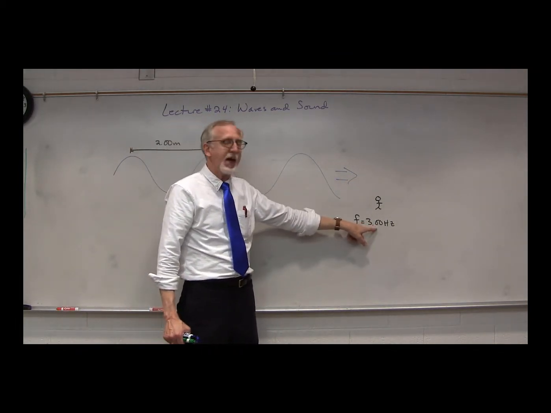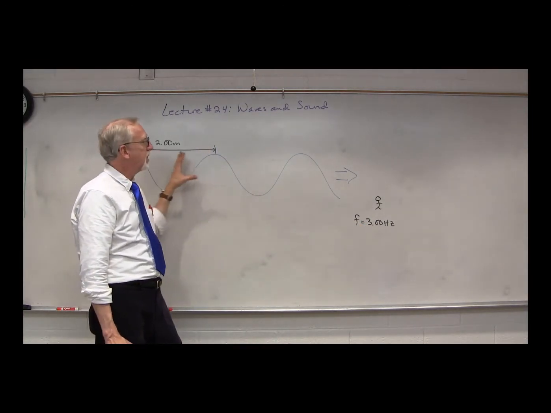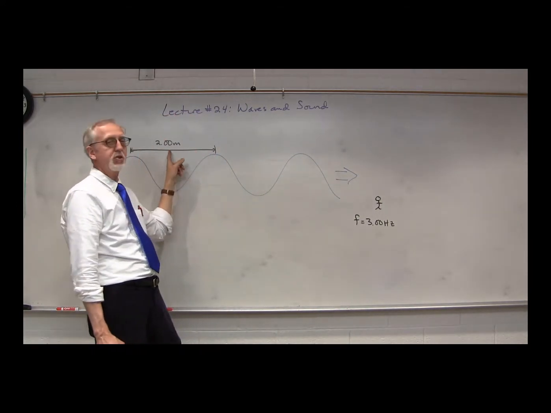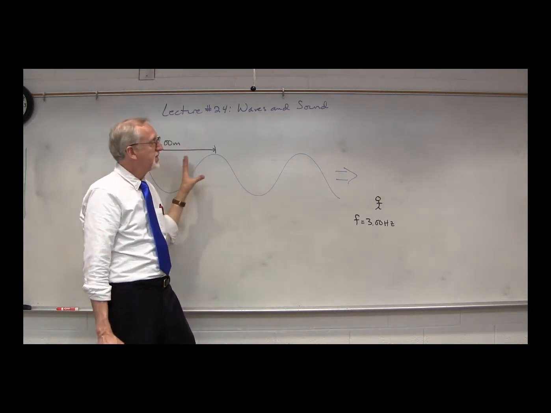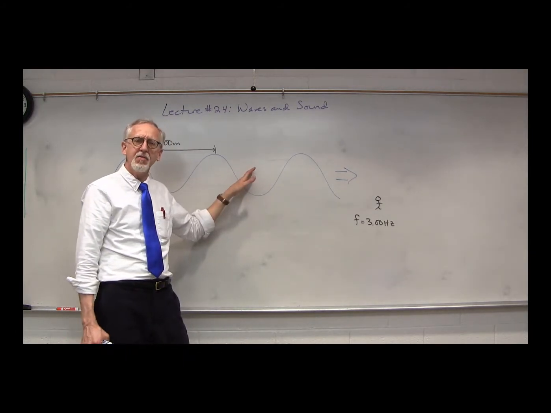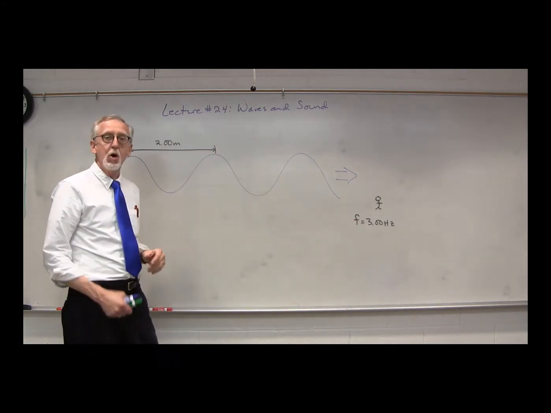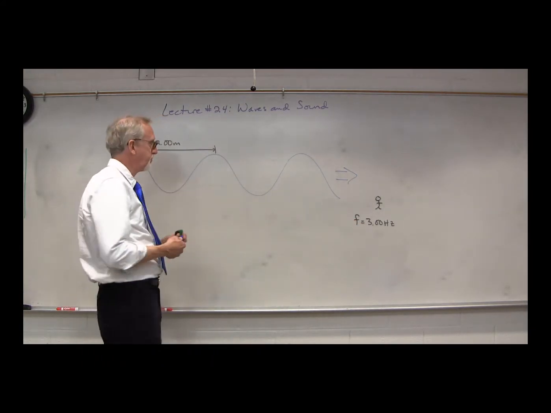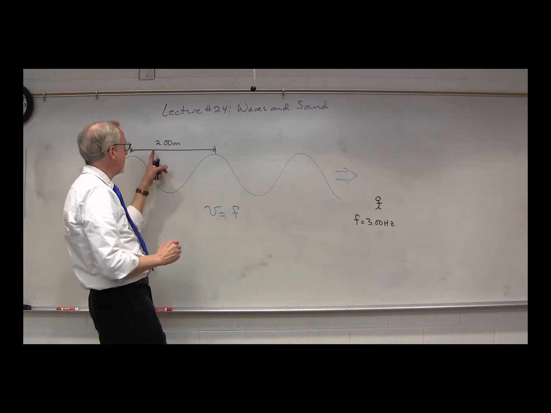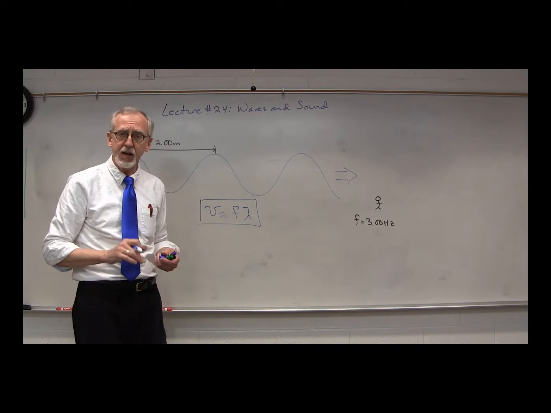Well, if 3 waves pass us by in a second, and each wave is 2 meters long, what length of wave passes us? In 1 second, 3 waves, each wave 2 meters long, that's 6 meters. So 6 meters of wave will pass us in 1 second. So how fast is the wave traveling? 6 meters per second. Now how did we get that? 3 times 2. Well, this is a very, very general result. The speed of a wave is equal to the frequency of the wave times the wavelength. And that is a very, very general result.